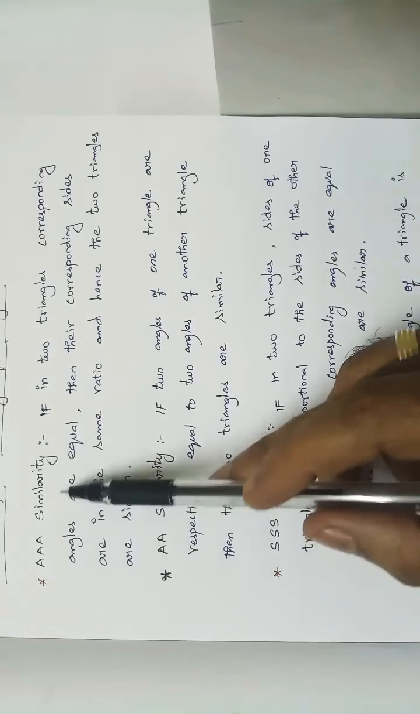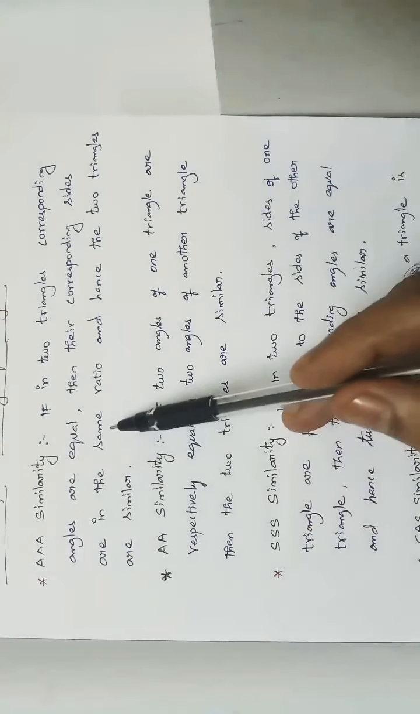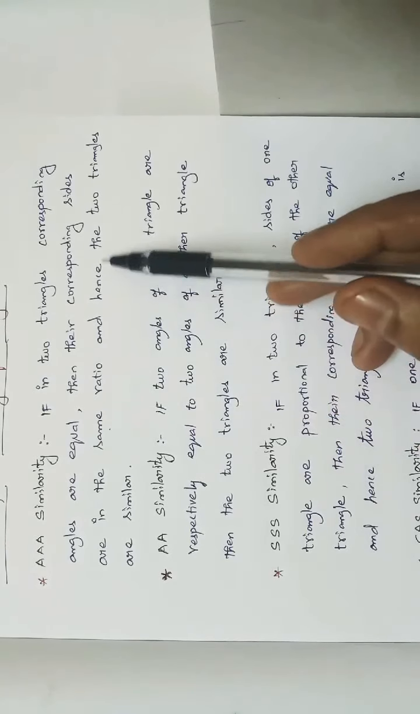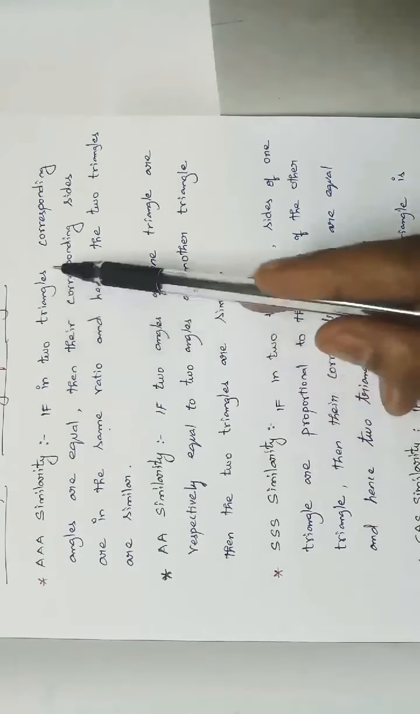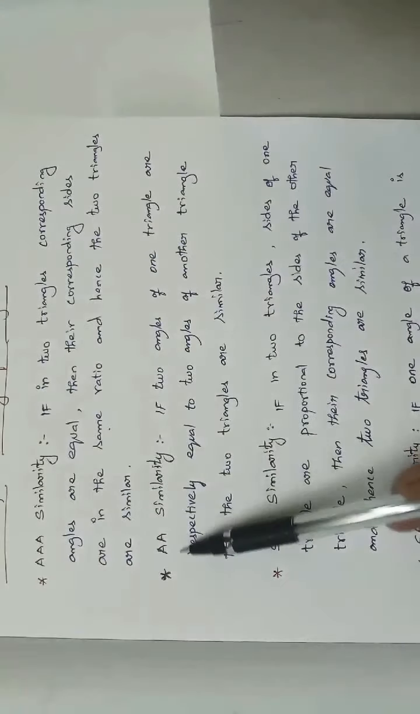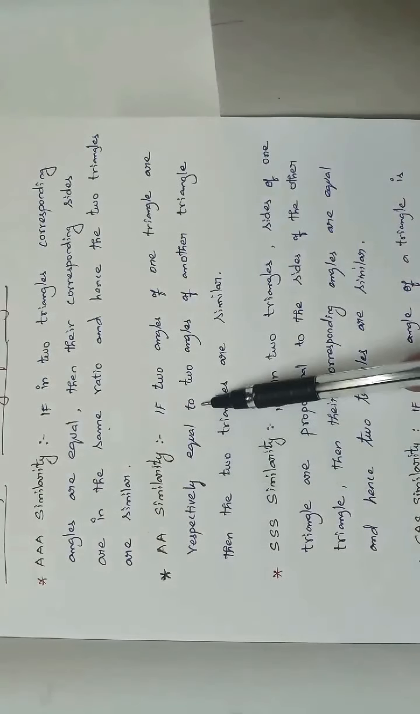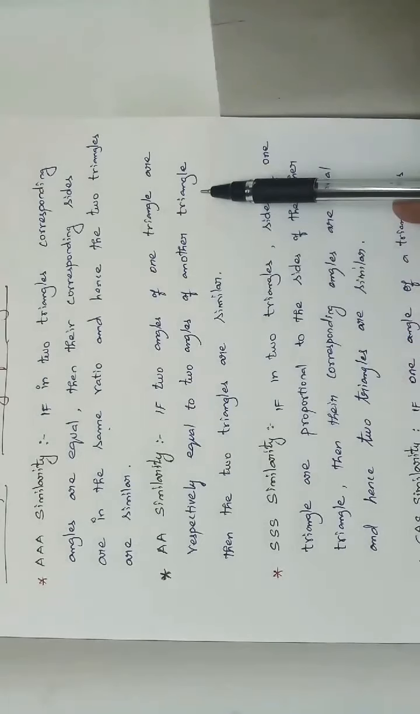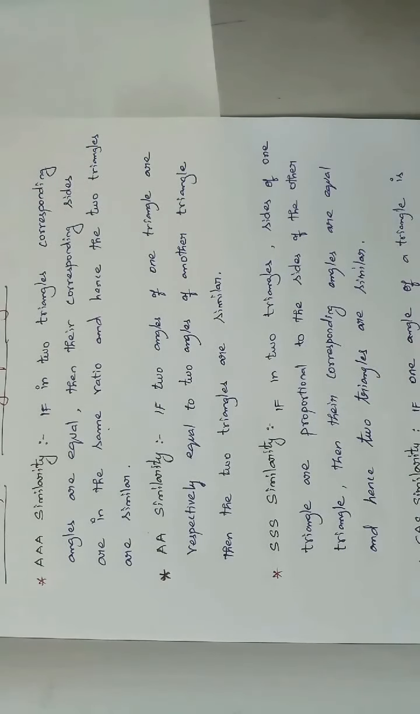AAA similarity is nothing but: if in two triangles corresponding angles are equal, then their corresponding sides are in the same ratio. Hence the two triangles are similar. Understood? Then AA similarity: if two angles of one triangle are respectively equal to two angles of another triangle, then the two triangles are similar, right?